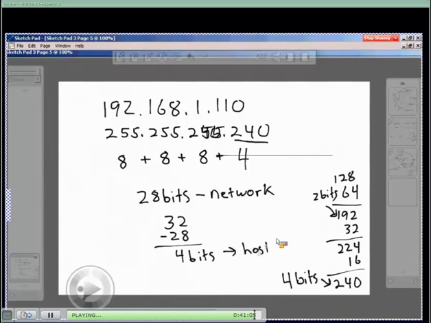Alrighty, we plug this into our magic formula, 2 raised to the 4th power minus 2. The answer, 14. We can support 14 hosts per subnet given this IP address and mask.